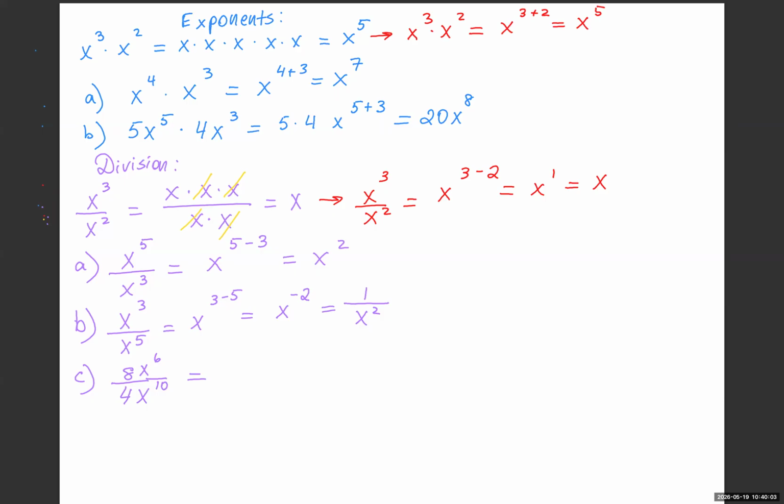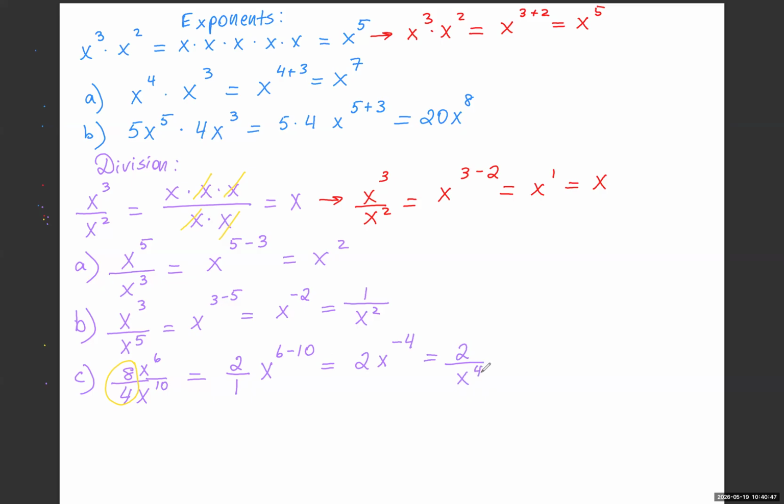So first of all, you're going to deal with the numbers. 8 over 4, well, you could reduce the fraction like you generally do. In this case, we would be dividing both top and bottom number by 4 because that is the greatest factor that they have in common. 8 divided by 4 is 2. And then 4 divided by 4 is 1. Now on the x's, that would be x to the power 6 minus 10. So this would be 2 over 1, which is the same as 2. 2x to the power negative 4. And once again, we have to rewrite it as 2 divided by x to the 4th.